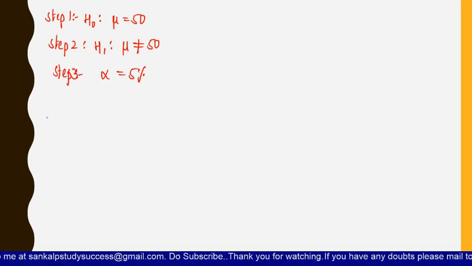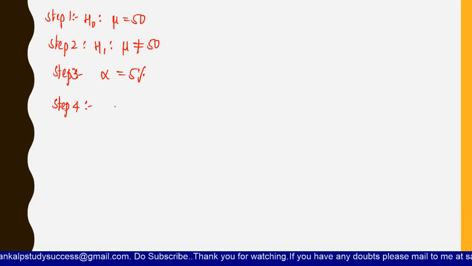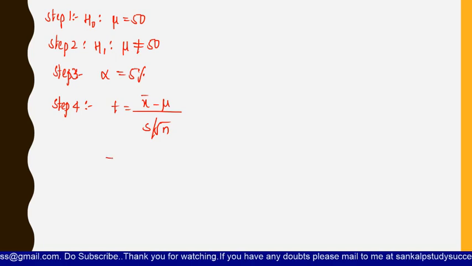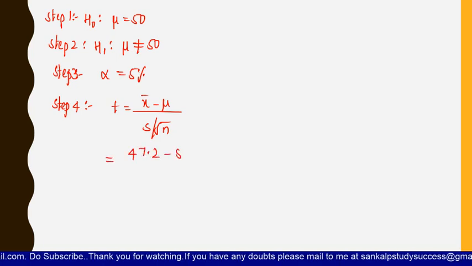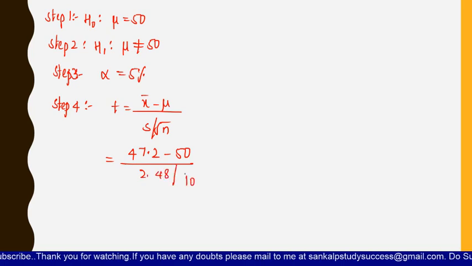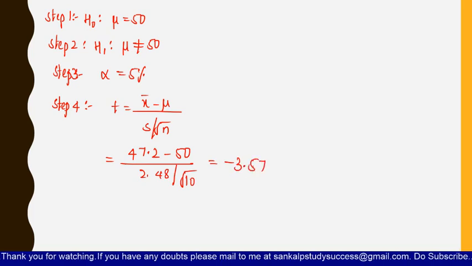So now let us find step 4, the test statistic, by using the T formula, that is T equals x bar minus mu divided by s by root n. By using this formula, let us substitute all the values: 47.2 minus 50 divided by 2.48 by square root of 10. Then you will get the value as minus 3.57. So this is the value of t.